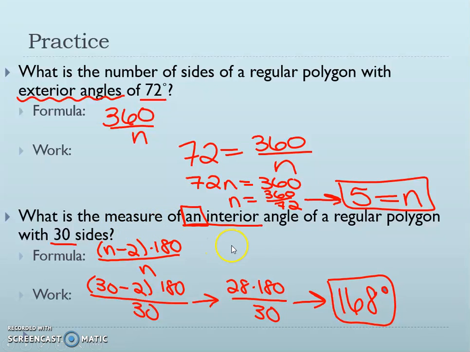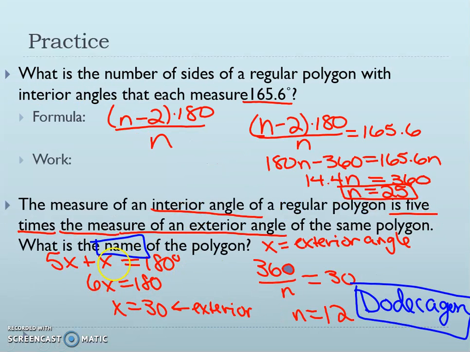Let's do another one. What is the measure of an interior angle of a regular polygon where the interior angle is 5 times the measure of the exterior? First, underline this: the interior angle is 5 times the measure of the exterior. So that means 5x plus x equals 180, right? Because one interior and one exterior equals 180. Then 6x equals 180, x is 30. So 30 is the exterior. Then you do 360 divided by the number of sides equals 30. Then n equals 12, because if I divide 360 by 30, I get 12. So it's actually a dodecagon.